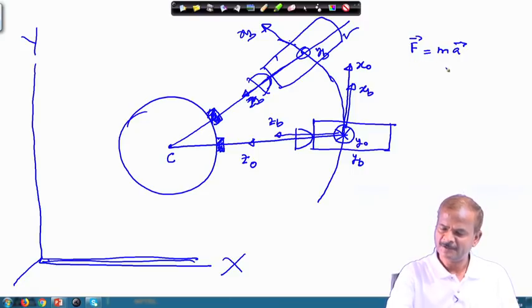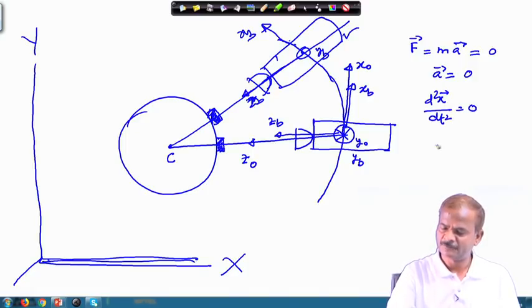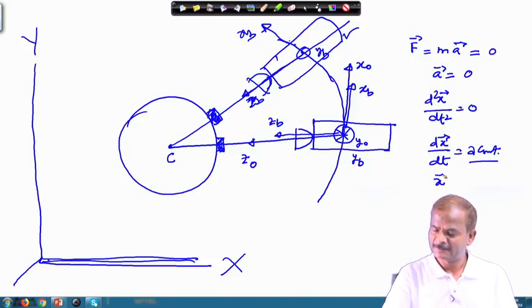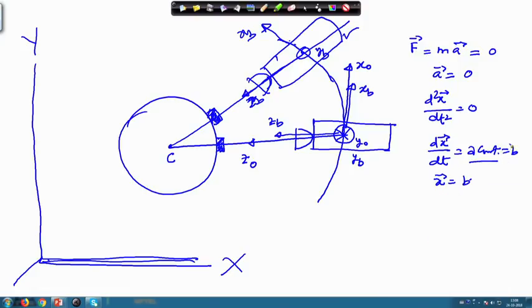Suppose F equal to m a and we set this quantity to 0. So, this implies a equal to 0, meaning d square x, or d square r, whatever you are writing, by dt square equals 0. So, this implies dx by dt is a constant, which is nothing but your velocity, and x is a position. Let us say this constant you are writing as b. So, this is a vector. So, b t plus another constant c.